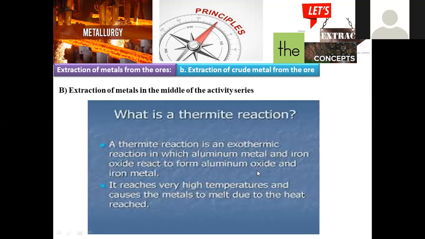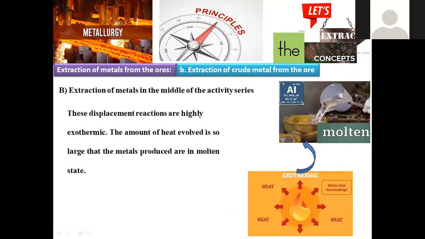This is called a combustion process. A high amount of heat will be evolved during the reaction, and it is said to be exothermic. These displacement reactions are highly exothermic, and the amount of heat evolved is so large that the metals produced are in a molten state, because the high quantity of heat evolved will melt the metal. Here you can clearly observe how the metal is turned into a molten state by this exothermic displacement reaction.